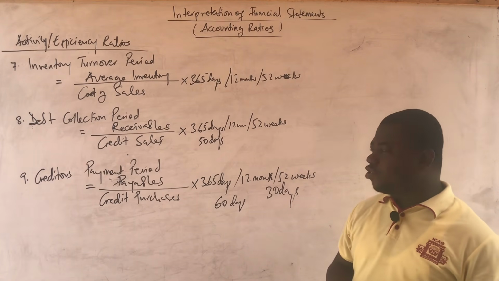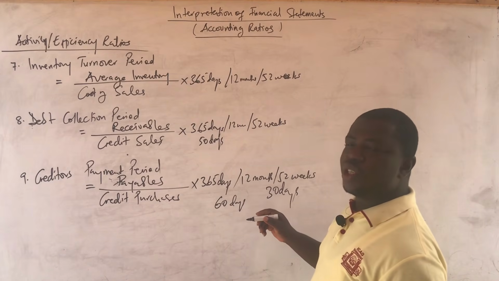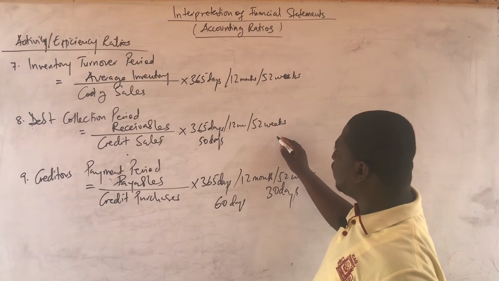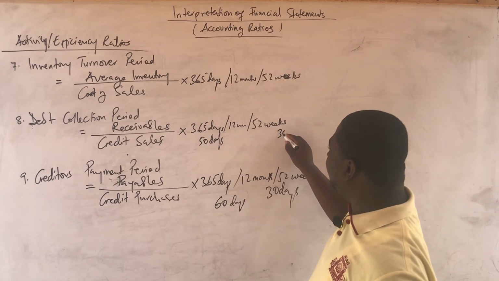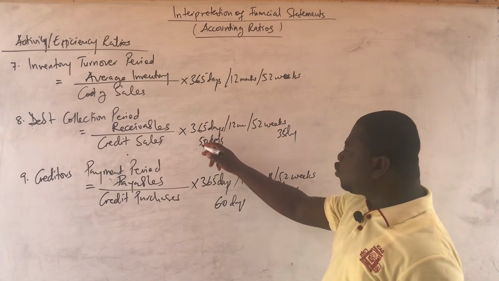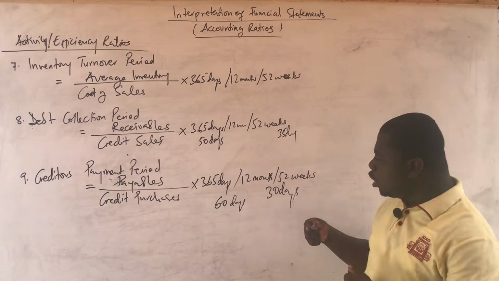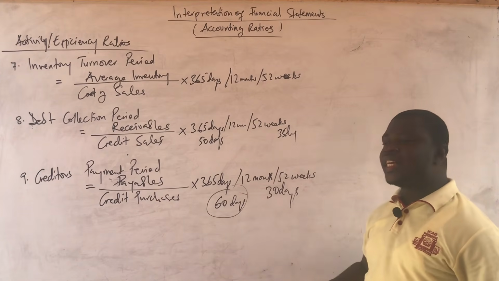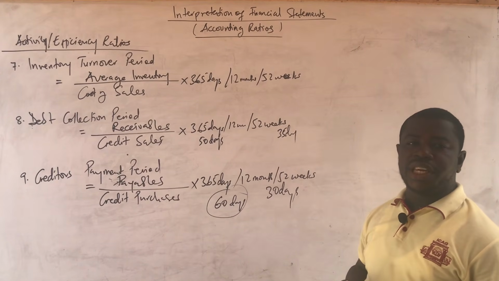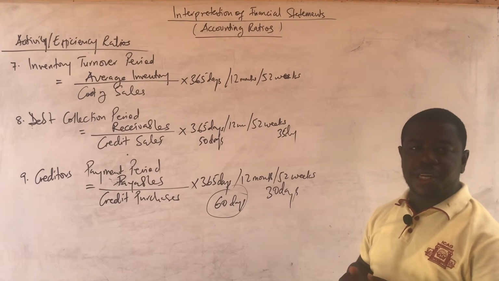If in your industry you are getting the debt collection to be 35 days and it takes you 50 days, then you are not doing well. Even if your creditors are giving you 60 days, still you are not doing well in comparison with the industry. You have to also speed up.